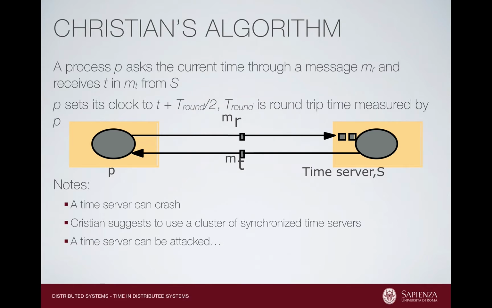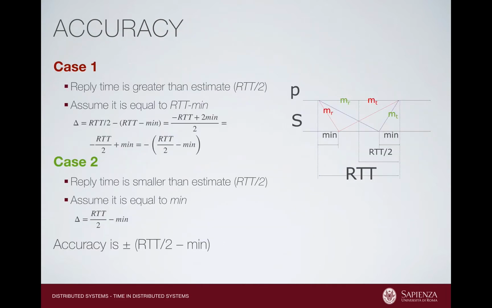The other problem is that the server can crash or can be compromised, but this can be solved with a redundancy approach. So you create multiple servers that are all synchronized, and you ask each one of them, and then you take, for example, the average of these replies, or you try to filter bad servers with some other algorithm. But we will not discuss this problem any more.